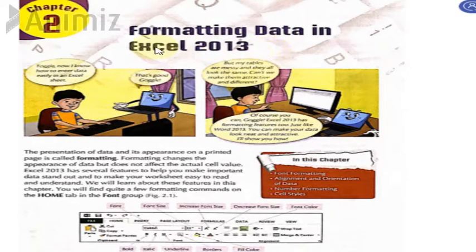So formatting data means changing and arranging data in different forms and different types. The presentation of data and its appearance on a printed page is called formatting. How data appears on a page, or the way data is presented in a different form, shape or size, is called formatting. Formatting changes the appearance of data but does not affect the actual cell value.